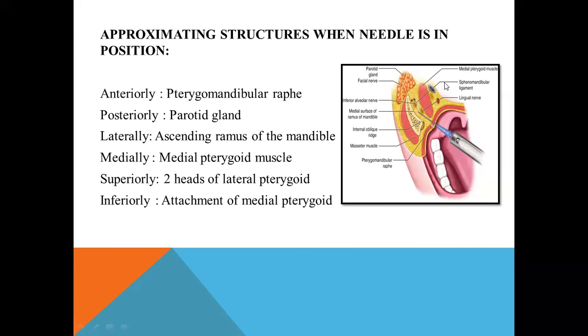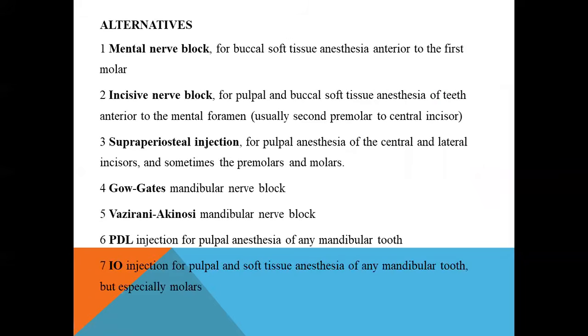I'll repeat it once again. Just remember, this is one of the most important questions. What are the structures when the needle is in position? Anteriorly, it's called the pterygomandibular raphe. Posteriorly, you will have the parotid gland. Laterally, you will have the ascending ramus of the mandible. Medially, you will have the medial pterygoid muscle. Superiorly, you will have the head of the lateral pterygoid muscle. And inferiorly, you will have the attachment of the medial pterygoid muscle. So this is the picture. It shows the approximating structures. Moving on to the other slides.